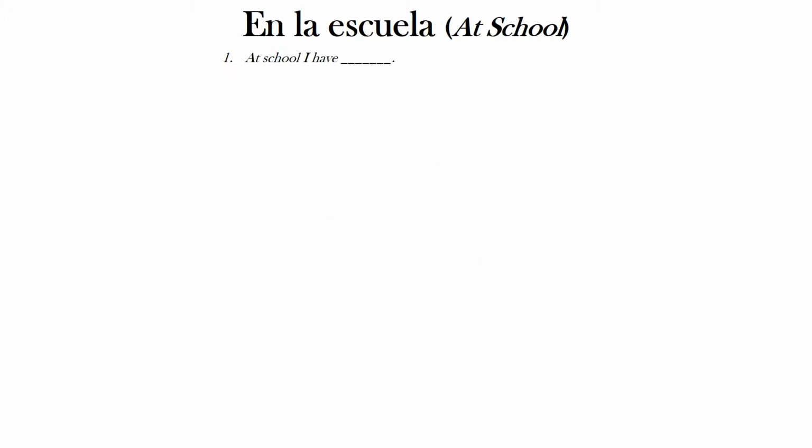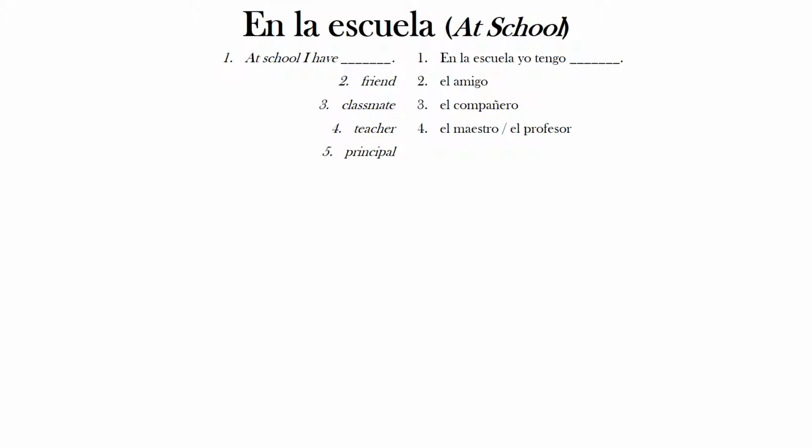En la escuela. At school I have. En la escuela yo tengo. A friend. El amigo. Classmate. El compañero. Teacher. El maestro. El profesor. Either one. Principal. El director. Pet. La mascota. Coach. El entrenador. Counselor. El consejero.